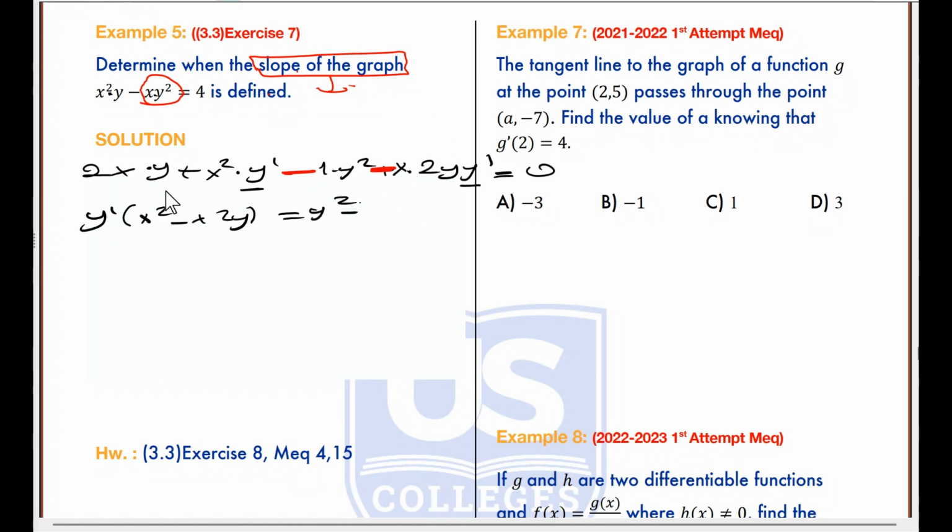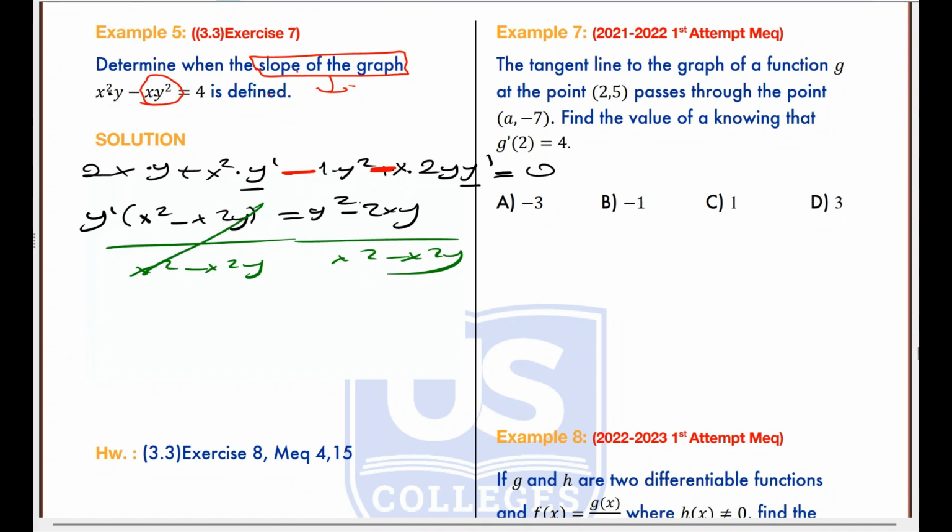Okay, I think I cleared everything. Now I need y prime alone, so divide both sides by x squared minus x squared y. Now, y prime is alone on one side of the equation. On the other side, we have this. So I see a fractional expression at the end.